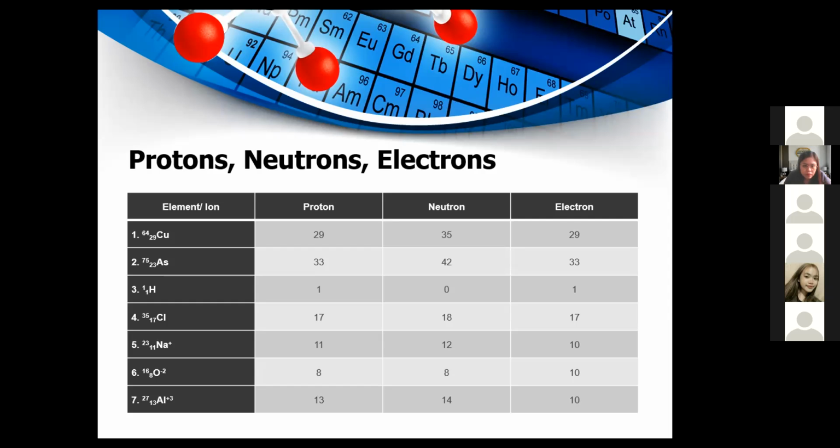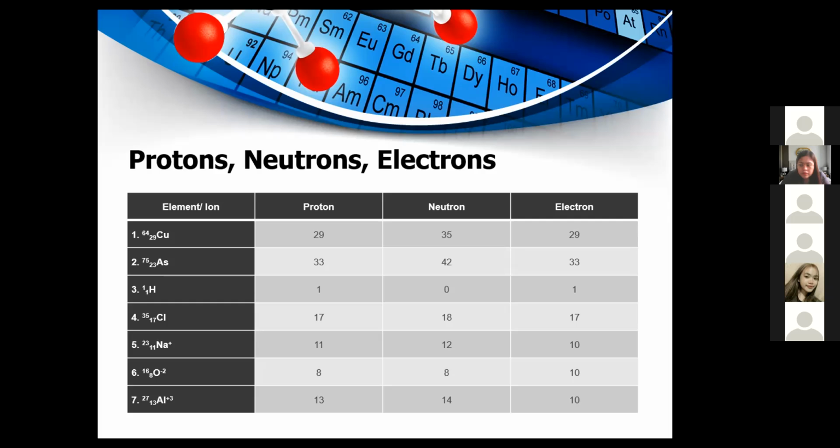So number 4, our element is chlorine. Our atomic number is 17 and our atomic weight is 35. Therefore, our proton is 17, neutron is 18, and electron is 17 rin kasi wala siyang charge dito.